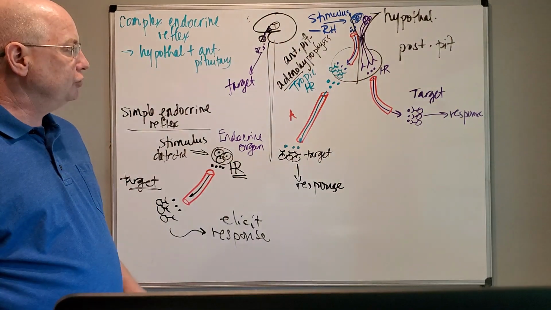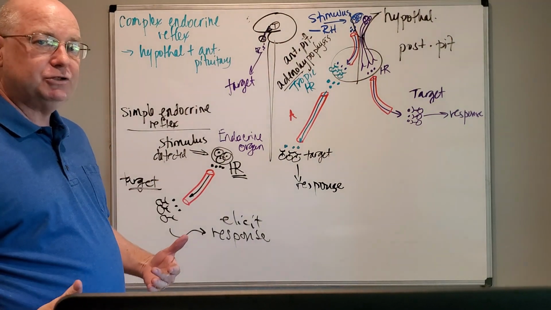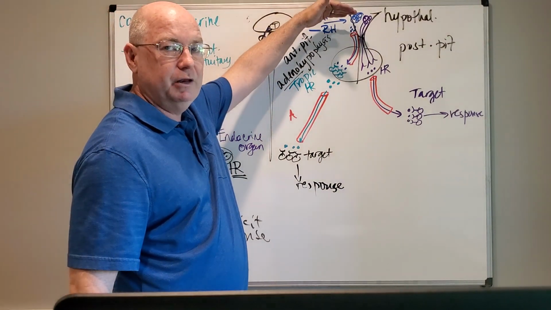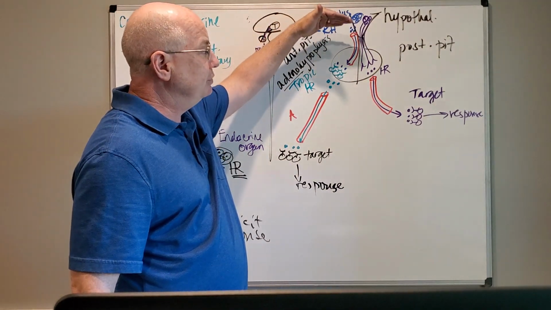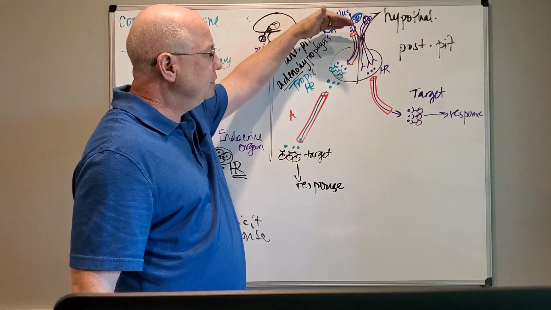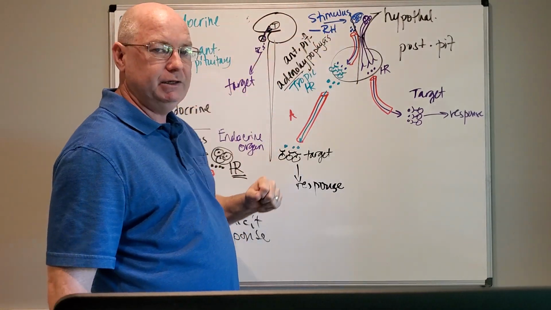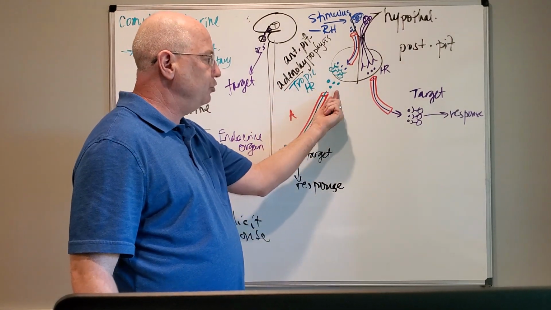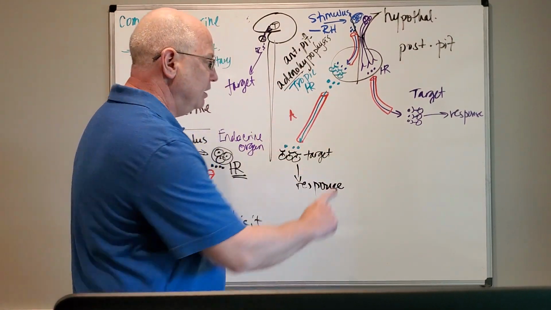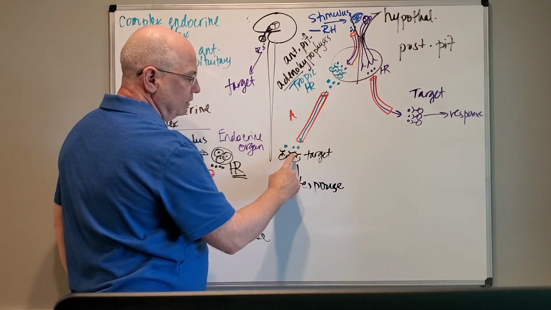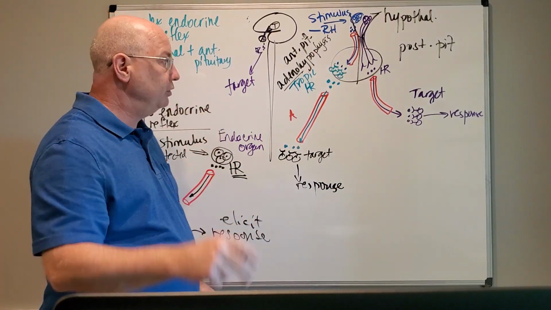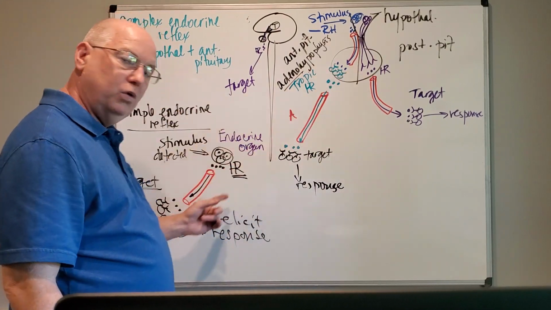Okay? So now, it's complex because it involves multiple steps. The stimulus is detected in the hypothalamus. The hypothalamus releases a releasing hormone. The releasing hormone binds to cells in the anterior pituitary. It acts like a gland or adenoid and releases a tropic hormone. Sometimes that tropic hormone will go directly to a target cell and give us the response. But there's two hormones in the pathway, not just one.